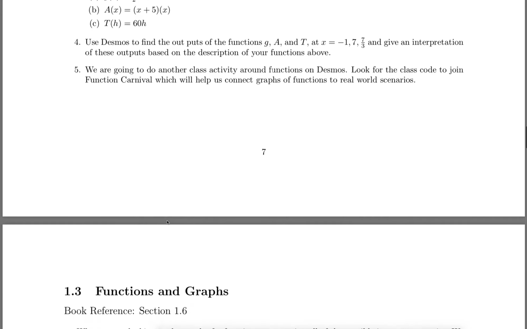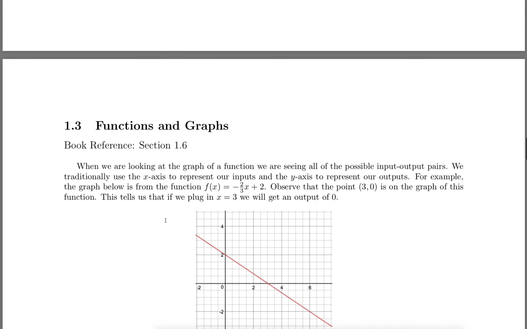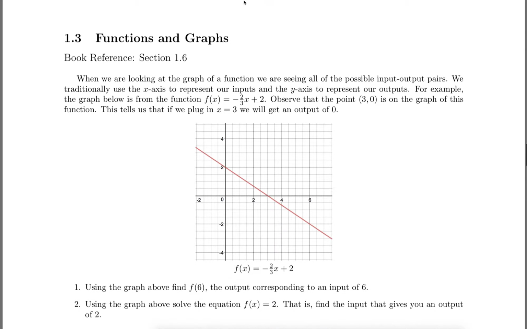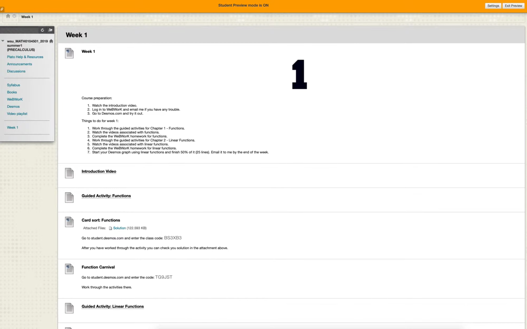Right, so the first thing you'll do is work through these, and then watch the videos. If you have any questions, post them in the discussion forum. And then once you have done that, so you've watched the videos and you've worked through the activities, go online and complete the WebWork homework. For each chapter, there'll be 20 WebWork homework questions. Once you do that for chapter 1, then you'll work through chapter 2 and do the same thing.